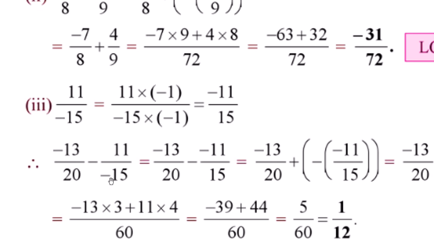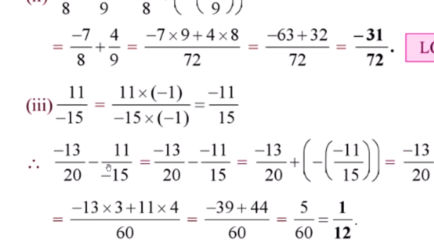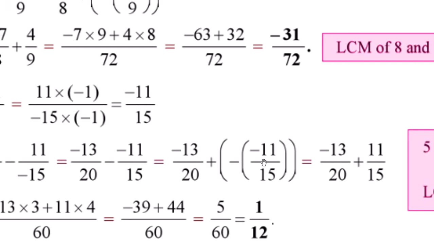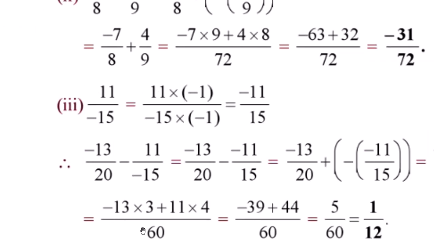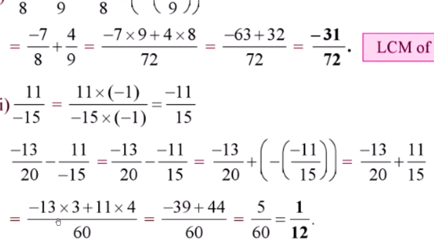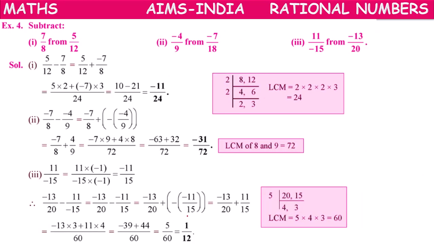Now, subtraction. Now, instead of 11 by minus 15, we have to take minus 11 by 15. Now, subtraction like addition. So, before this, minus symbol will come. Minus into minus, plus. 20, 15, LCM 60. 20 times 3 is 60, 3 into minus 13. 15, 4 times 60, 4 into 11. Simplification, 1 by 12 is the answer.